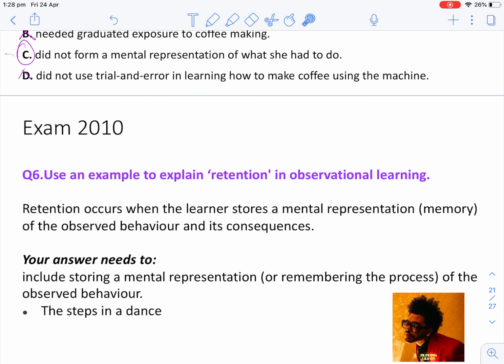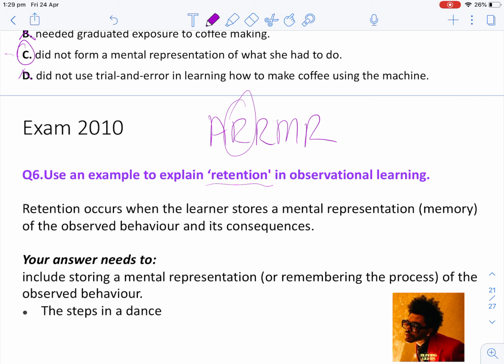So this goes back to the short answer question in the 2010 psychology exam. Use an example to explain retention in observational learning. So we know that retention is the second stage. So second stage there of observational learning. So you have to use an example.